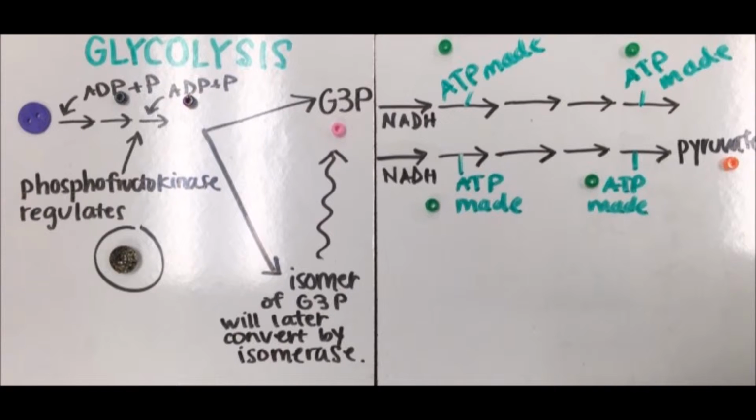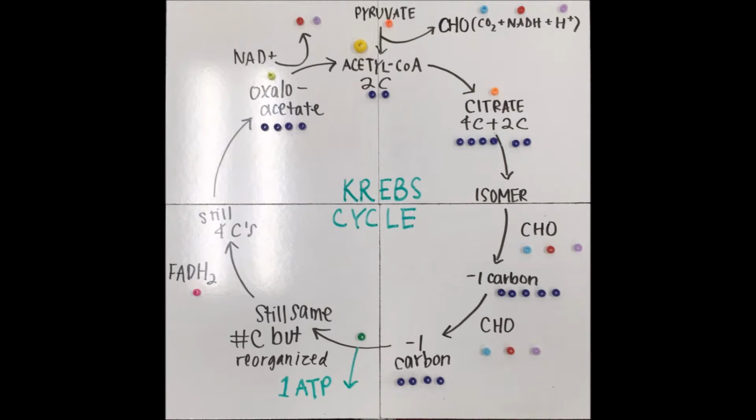After splitting, each G3P has 1 NADH produced, 2 ATP produced, and finally 1 pyruvate produced, which will enter the mitochondria. The Krebs cycle oxidizes organic fuel derived from pyruvate. First, acetyl-CoA from the pyruvate adds its 2-carbon acetyl group to oxaloacetate, producing citrate.